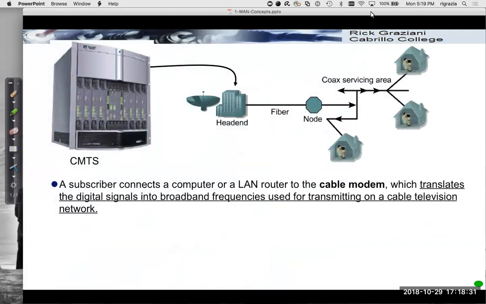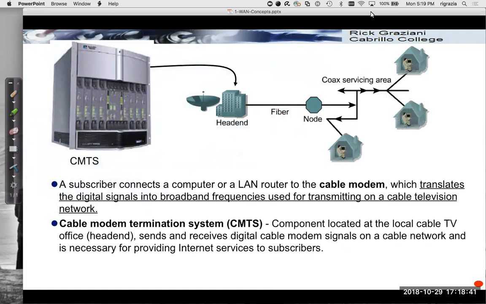At your end, you'll have the cable modem, which translates those digital signals into broadband frequencies that are used for transmitting over the cable television network. At the other end, known as the head end, you have something called a CMTS, Cable Modem Termination System. This is what receives the digital cable modem signals on the cable network and provides the internet service to subscribers.